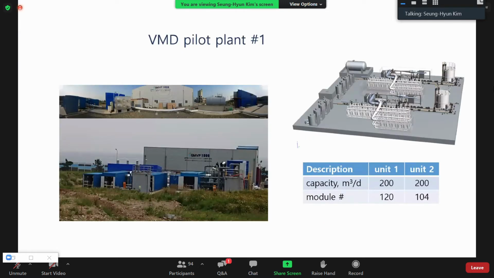This shows a picture of VMD pilot plant number 1. This one is coupled with an RO plant. This RO plant capacity is 1,000 tons per day. Its brine is fed to VMD pilot plant number 1. Actually, this one has 2 units. Unit number 1 and unit number 2 have the same capacity, 200 tons per day, but slightly different module arrangement. Unit number 1 has 120 modules, and unit number 2 has 104 modules.